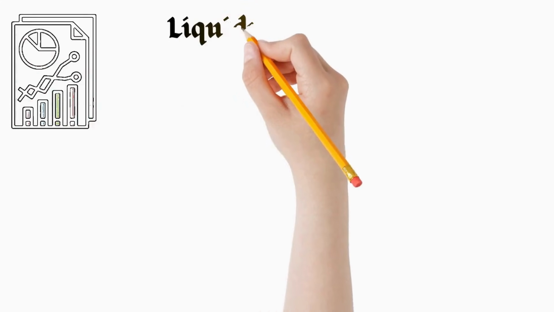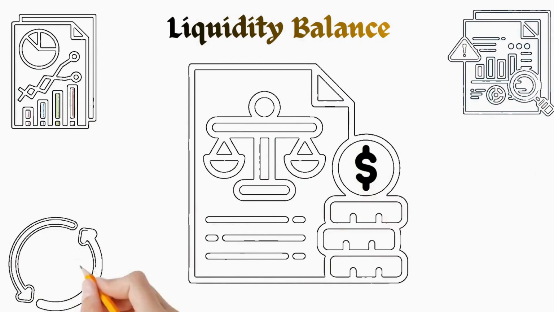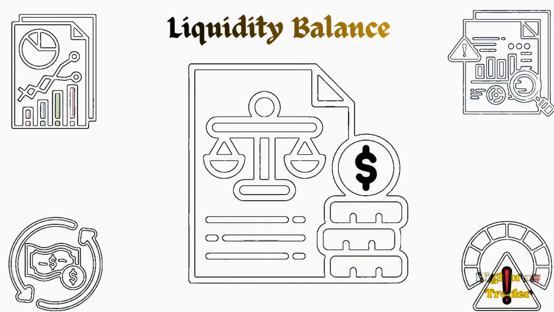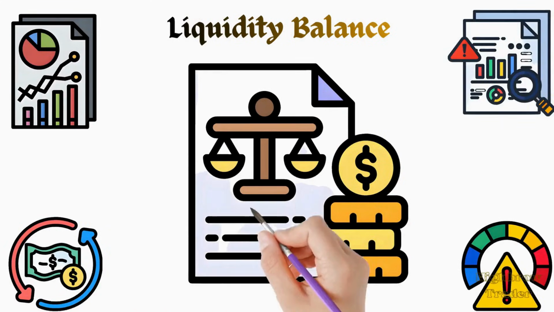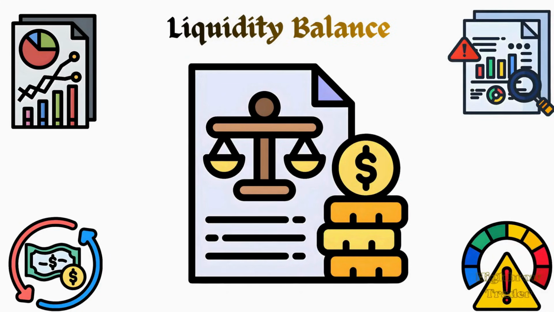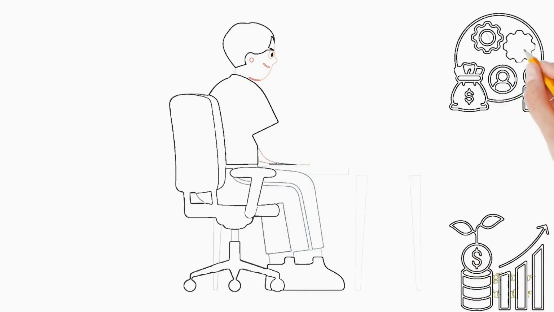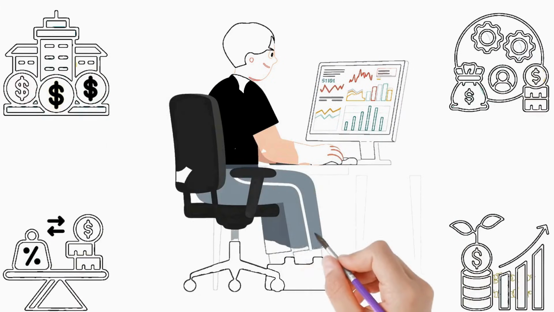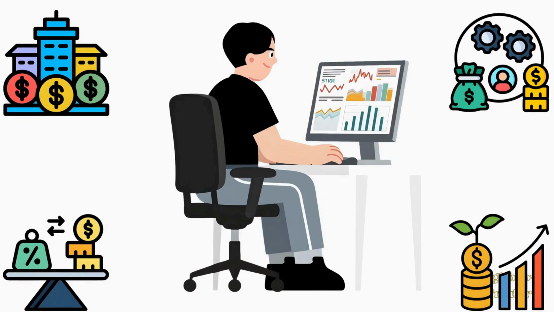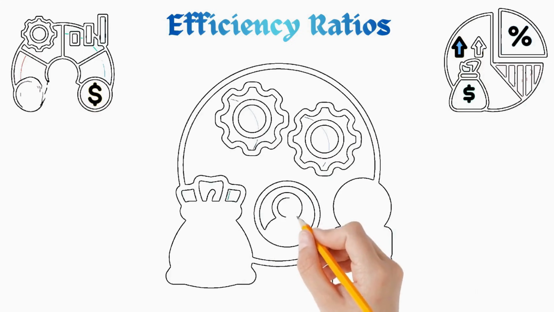Interpreting liquidity ratios requires balance. A very high ratio may indicate that a company is not using its assets efficiently, while a very low ratio suggests financial risk. For example, a current ratio of 2.0 is generally healthy, while 0.8 may indicate potential problems. Investors look for companies that maintain an optimal level of liquidity. This balance ensures that the company can meet its obligations while still using its resources effectively to support growth and profitability.